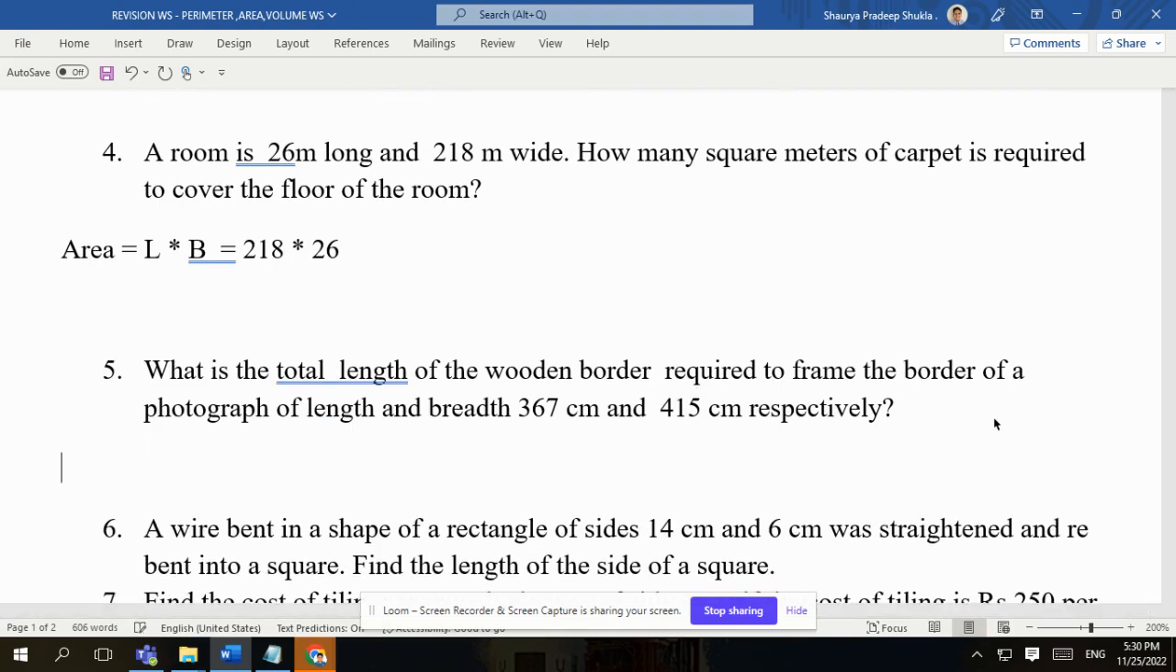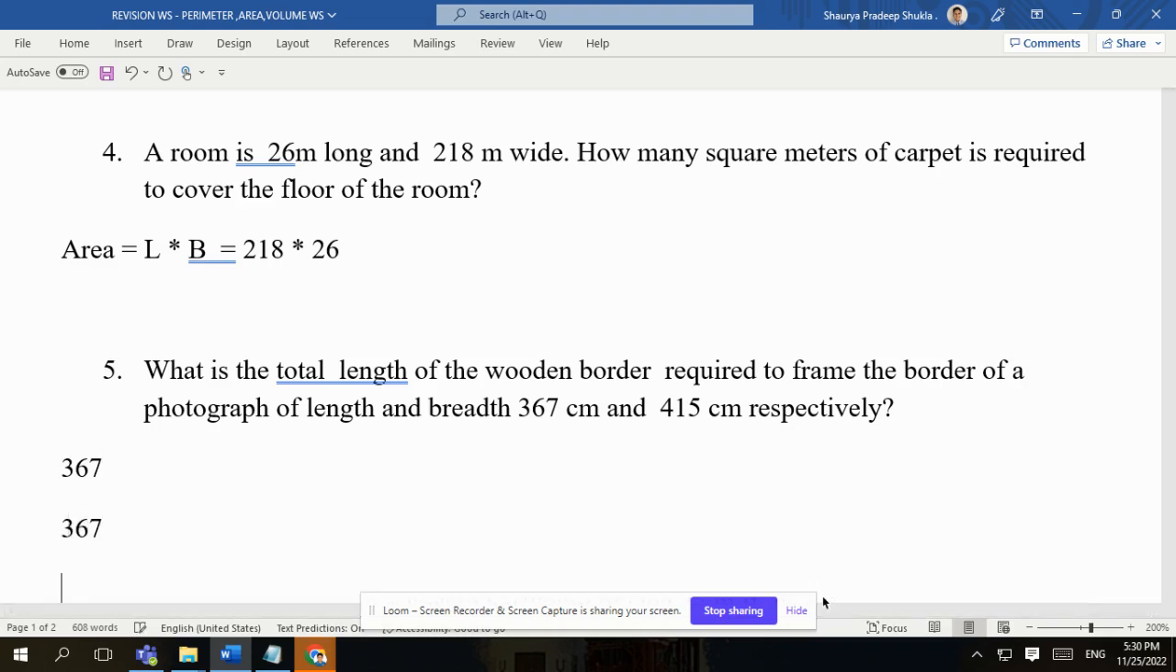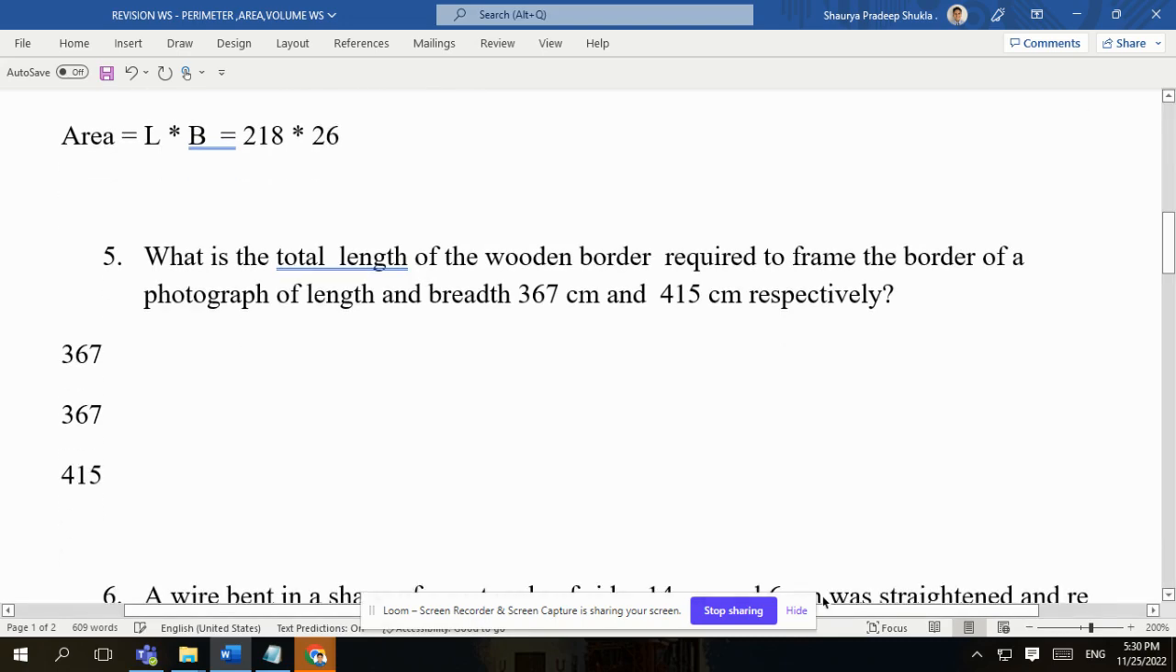Let's read it one more time. Find the total length of wooden border required to frame the border of a photograph of length this much and breadth this much. Basically, they are asking for the total length of the border, which is the perimeter. What I have to do is take 367 two times, then again add 367, and again add 415. So you need to add all these numbers.